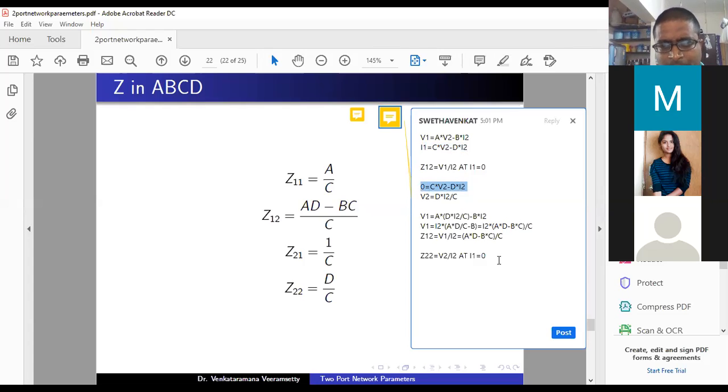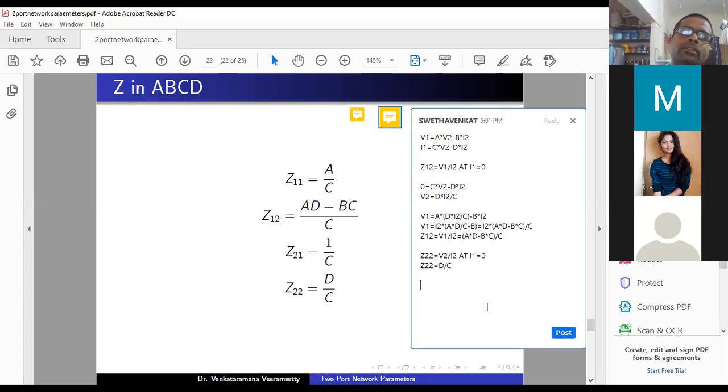So from this equation, based on the definition of Z22, we can write Z22 equal to V2 by I2. This is the V2 and this is the I2. So V2 by I2 will be, here, V2 equal D into I2 divided by C. If you move I2 toward the left hand side, we have V2 by I2 equal to D divided by C. Right? So Z22 equal to D by C, and Z12 equal to A into D minus B into C divided by C.